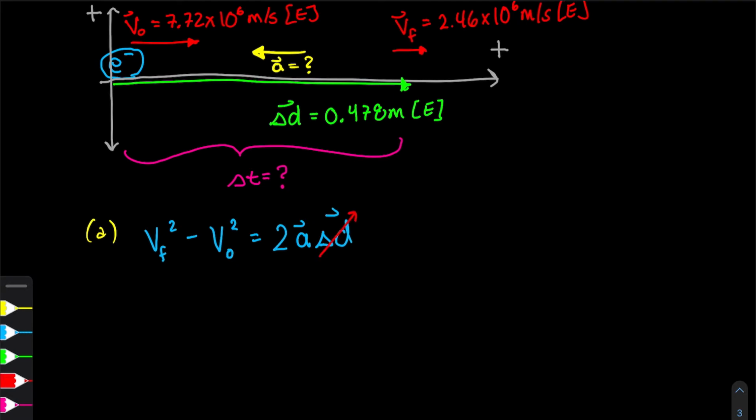In this case, our displacement is pointing east, so we could take it to be a positive value, so it could just be delta d. Our acceleration was pointing to the left, so we could write negative a. And for the velocity, since we are squaring them, it doesn't matter if it's positive or negative, because when you square them, it will get rid of the sign and make them positive.